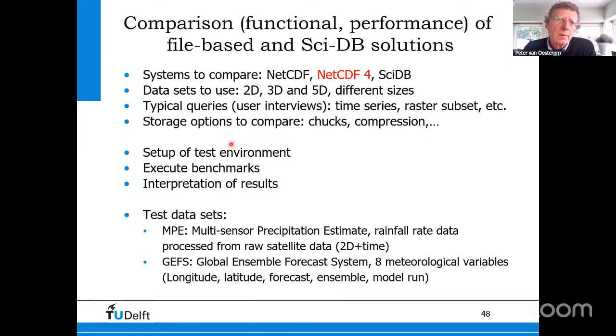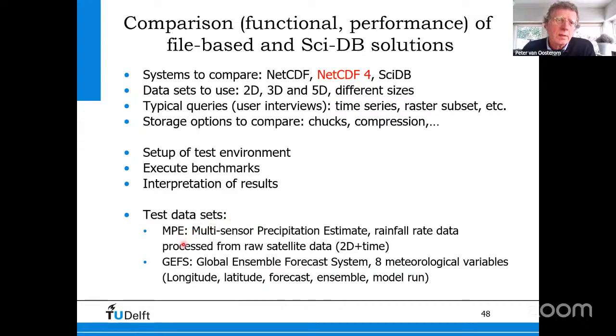And what Haicheng did was comparing old netcdf, the new version of netcdf, which is still the current version, and also the SciDB solution. And he had data sets in 2D, 3D, and 5D. 5D means 3D atmosphere plus time plus model run, because they do multiple simulations with different settings. Then you get this, say, 5D data or even higher dimensional data.